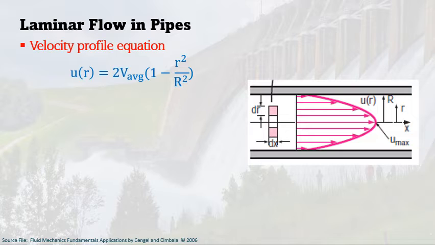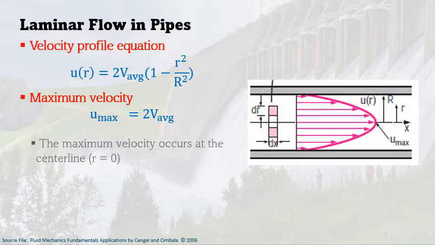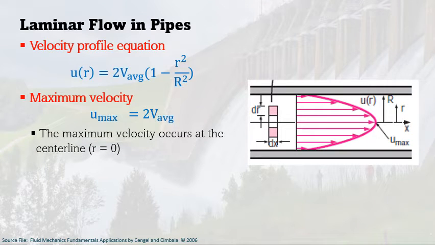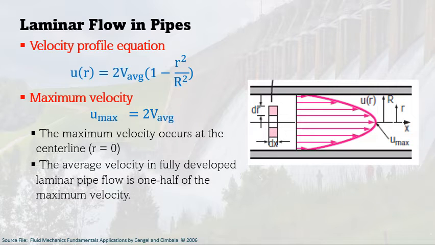So if R is the radius of the pipe, small r is any distance from the center line. For the maximum velocity based on this equation, we take r equal to 0, because as you can see, the maximum velocity happens at the center line. It is therefore equal to 2 times the average velocity, because this portion here becomes 0. The average velocity in fully developed laminar flow is therefore 1/2 of the maximum velocity. So if we have the maximum velocity, we can get the average velocity by dividing it by 2.